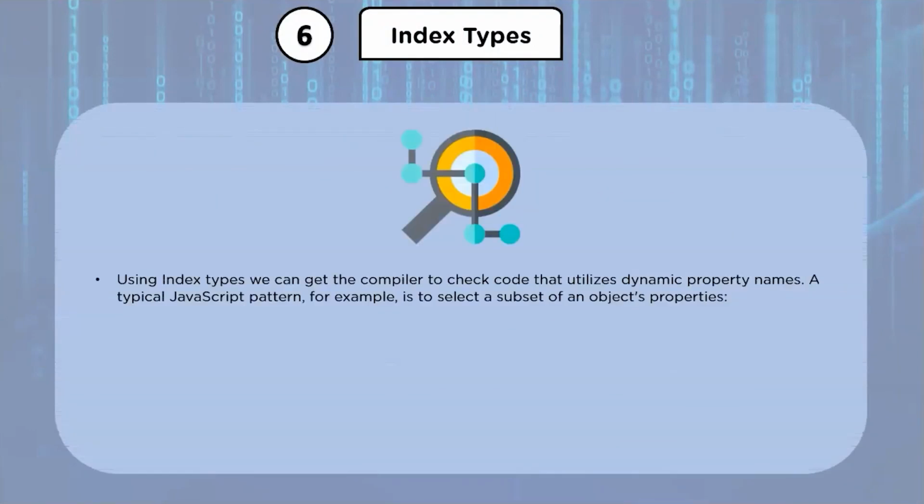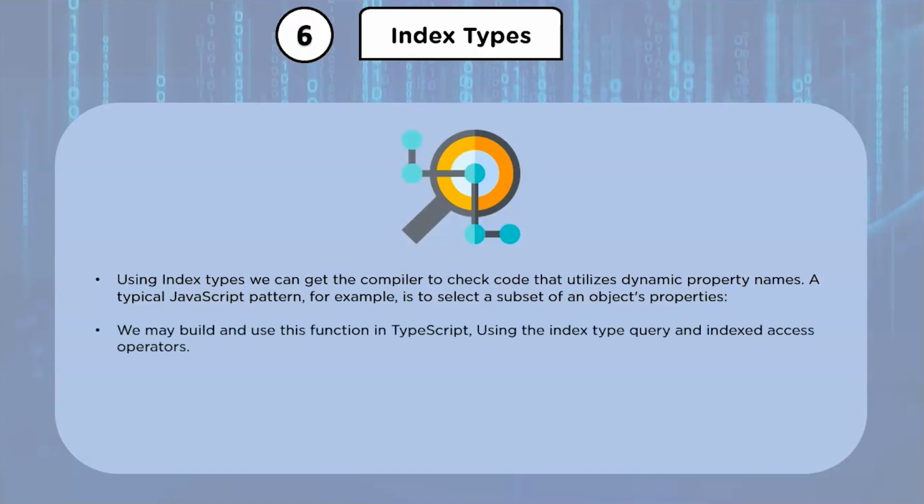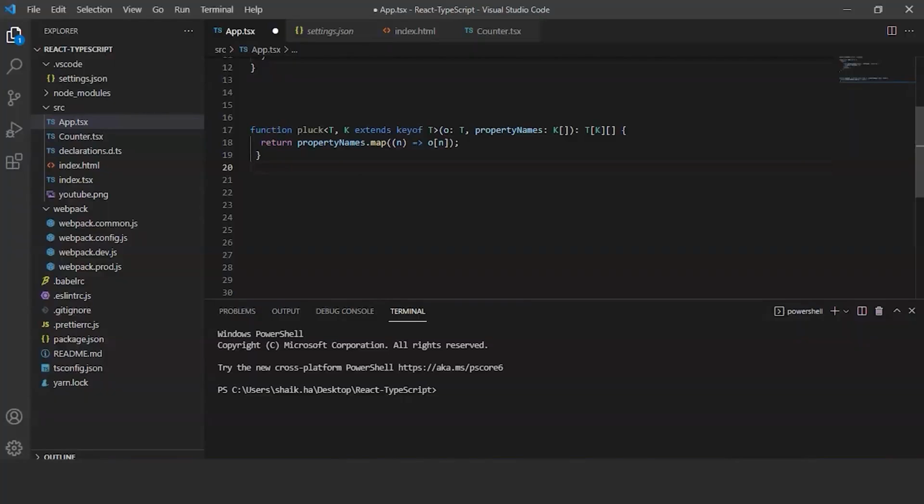Using index types, we can get the compiler to check code that utilizes dynamic property names. A typical JavaScript pattern, for example, is to select a subset of an object's properties. We may build and use this function in TypeScript using the index type query and indexed access operators. Let us jump into Visual Studio Code and understand index types better. So consider this code as an example for index types.